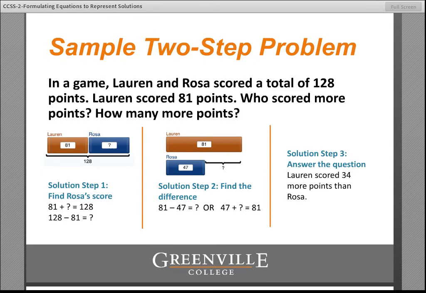Do we know how much Lauren scored? Do we know how much Rosa scored? No. Well, can we find out who's winning without even knowing how much Rosa scored? Turn and talk to your partner about what you would do first to tackle this problem.